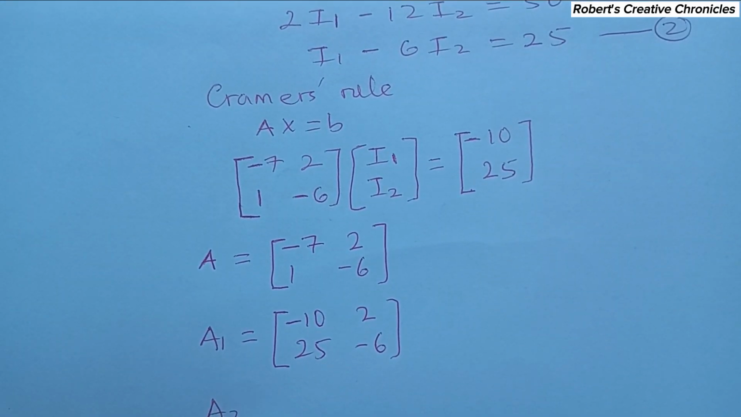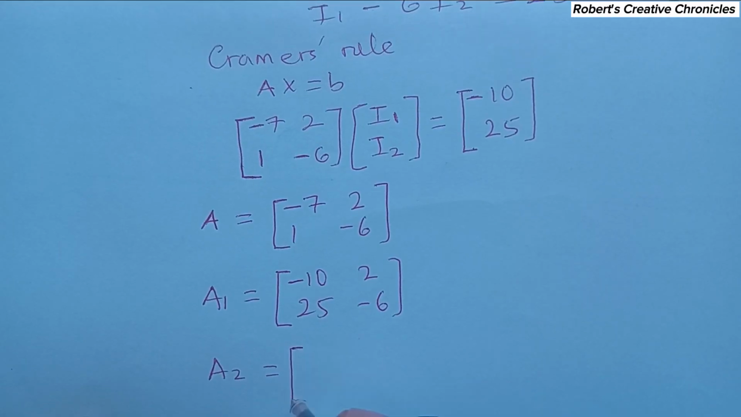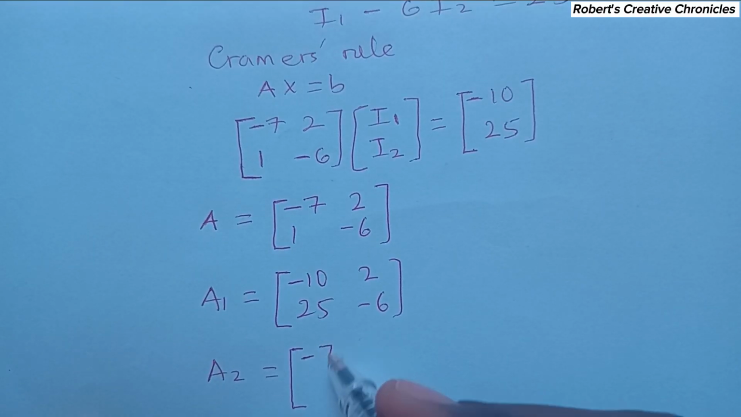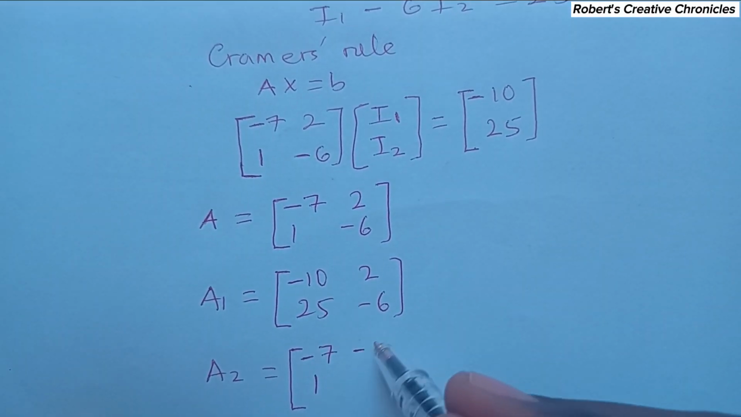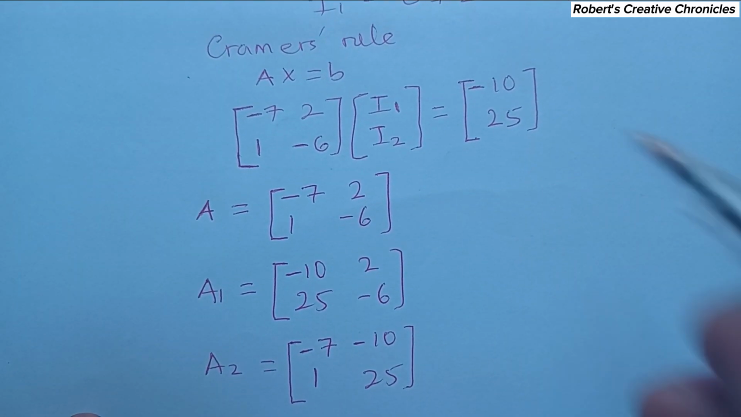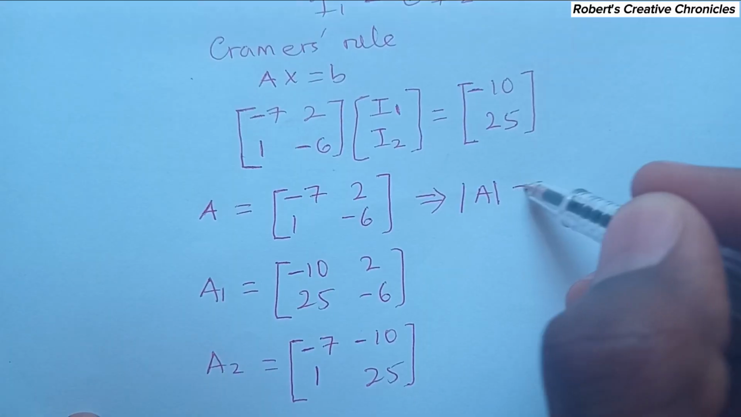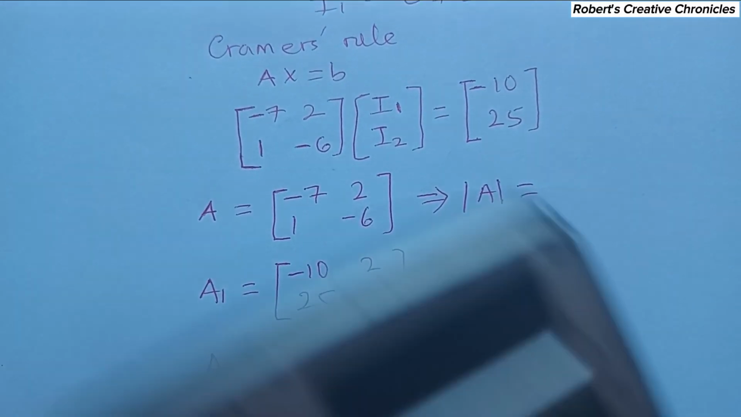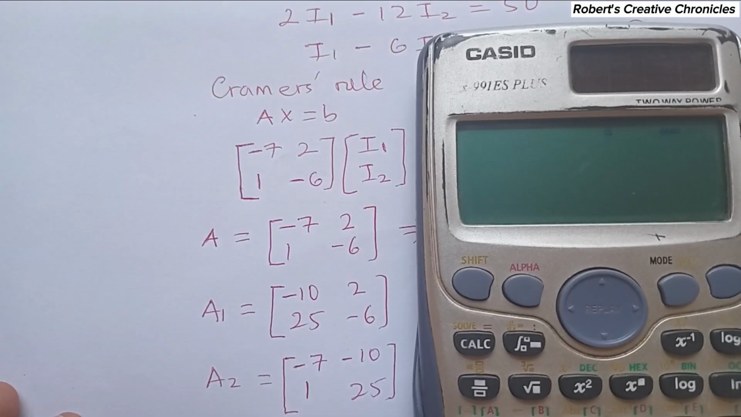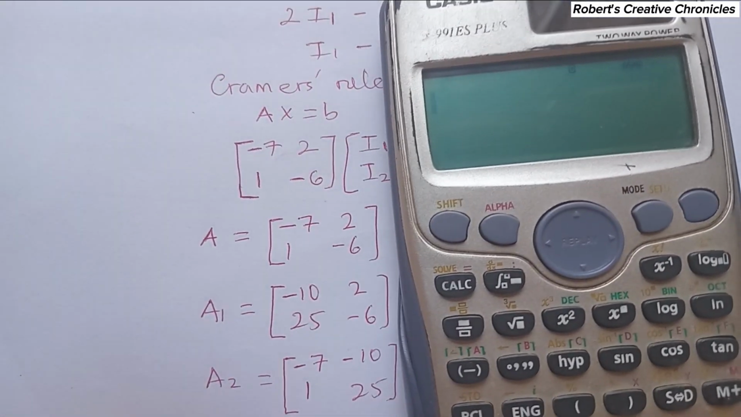Then A2: you replace the second column to get A2. So now we find the determinants. To find the determinant of A, let's use a calculator. So let's save all these matrices before we find the determinants.